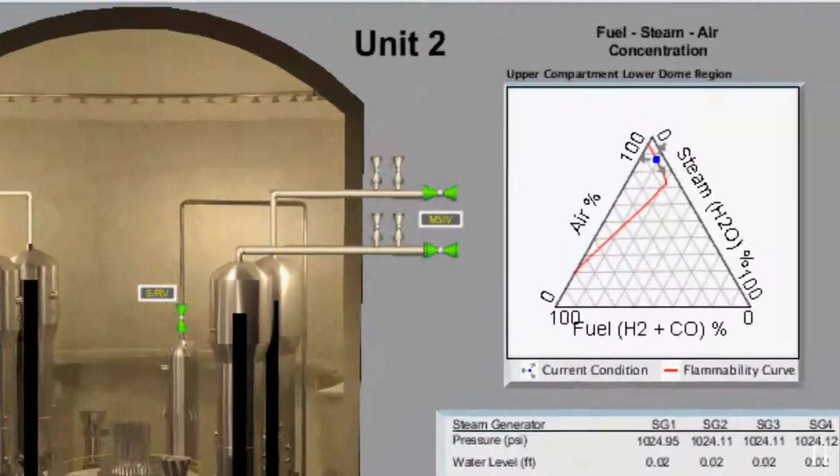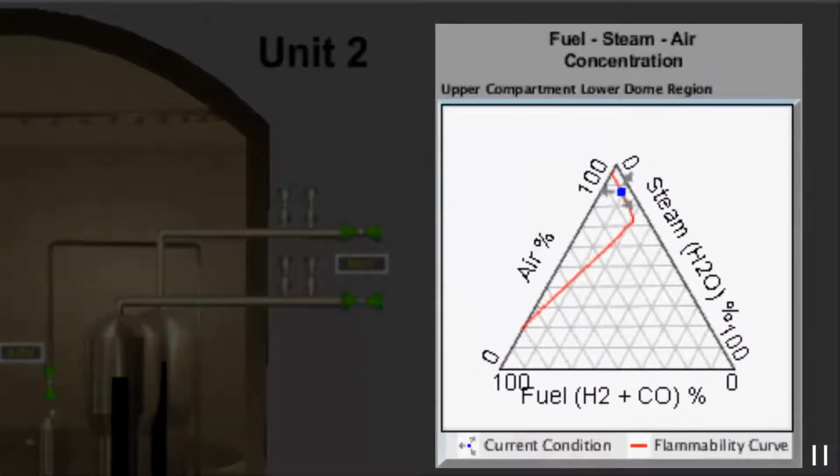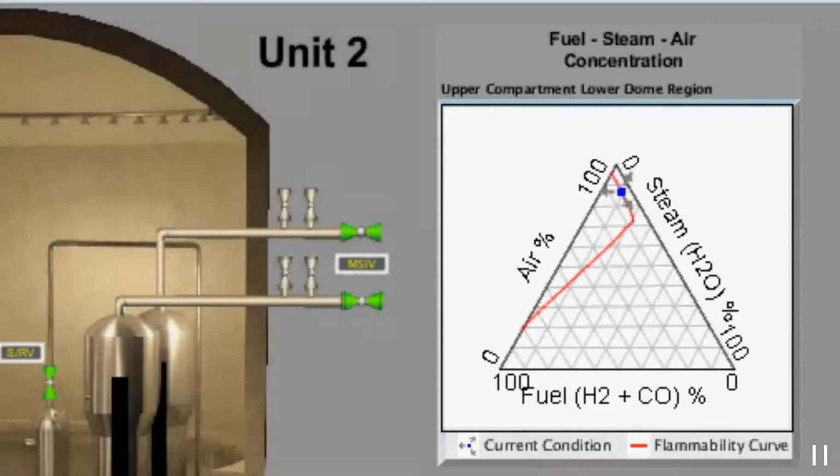Here is a closer look at the flammability chart in action. You can see that the lower dome region has been selected and that the current condition is on top of the curve. This means there is imminent risk of hydrogen combustion.